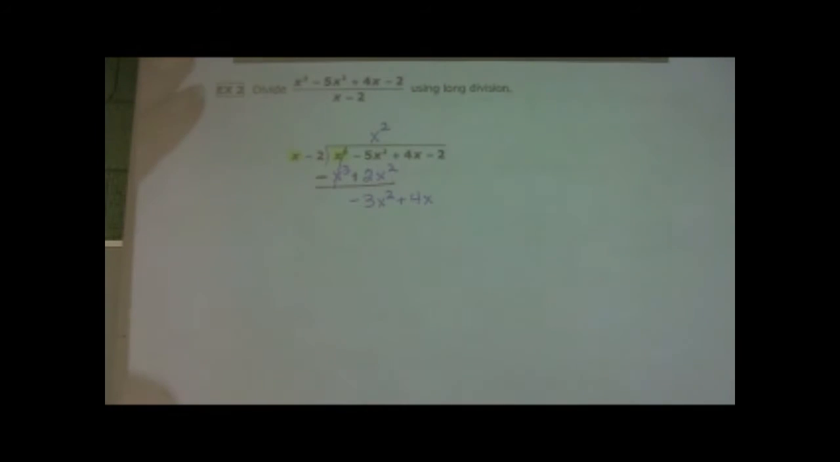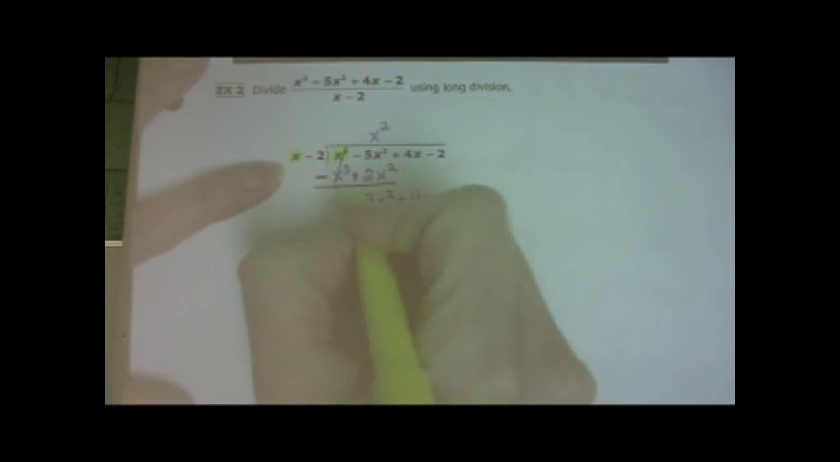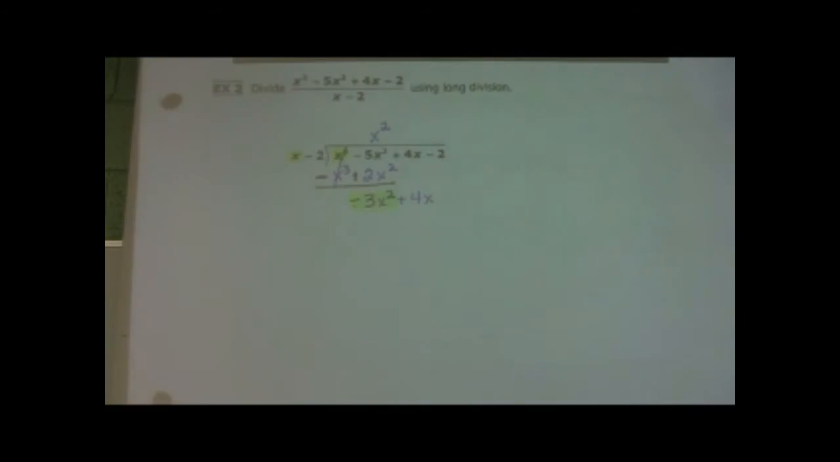Okay? Now, I'm going to use this x again, but I need to know what I need to multiply that by to get it to be negative 3x squared. And the answer to that would be negative 3x. So I'm going to put that right up here. And now I'm going to distribute this to here.